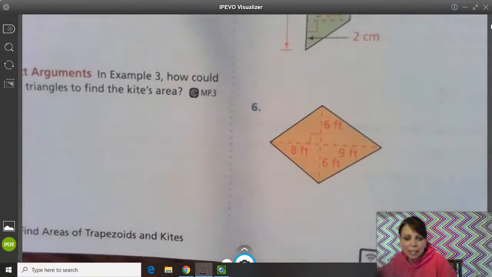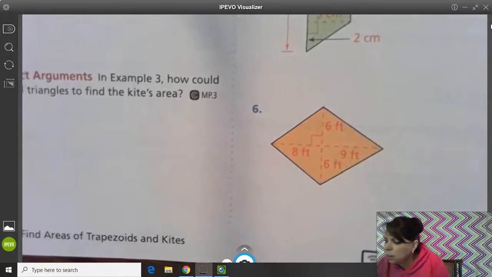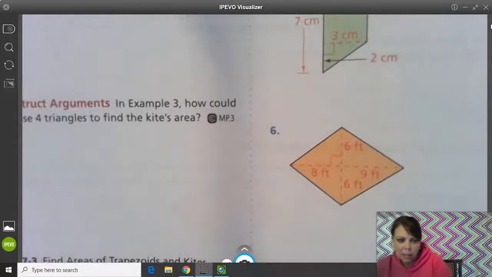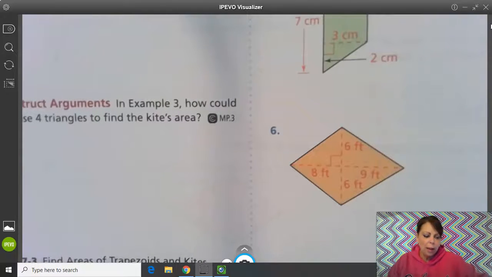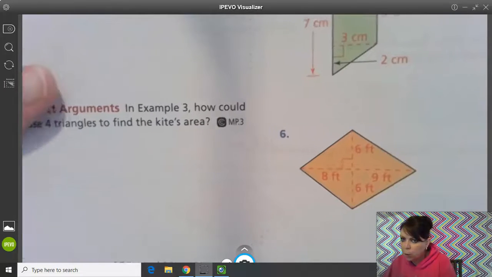All right, let's look at problem number 6. This is a kite, basically just a diamond shape. And there isn't any kind of formula that I can give you that's going to be quick or fast to do. They are a little bit time consuming, but you know how to do these because this is basically just triangles. You're just using triangle formulas.